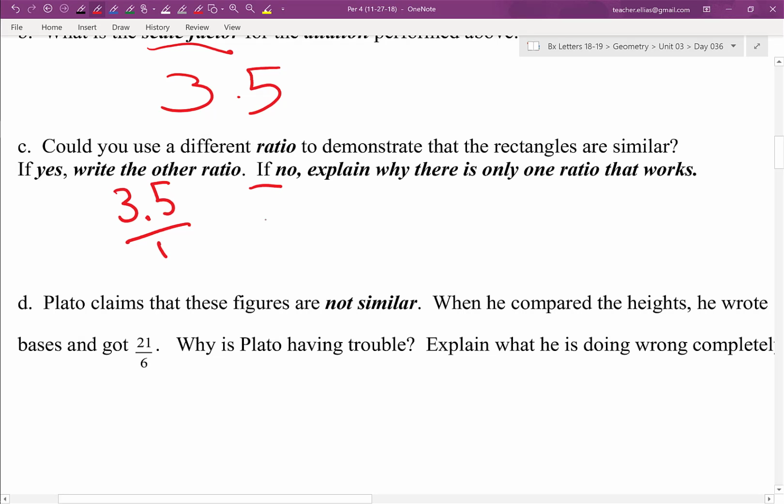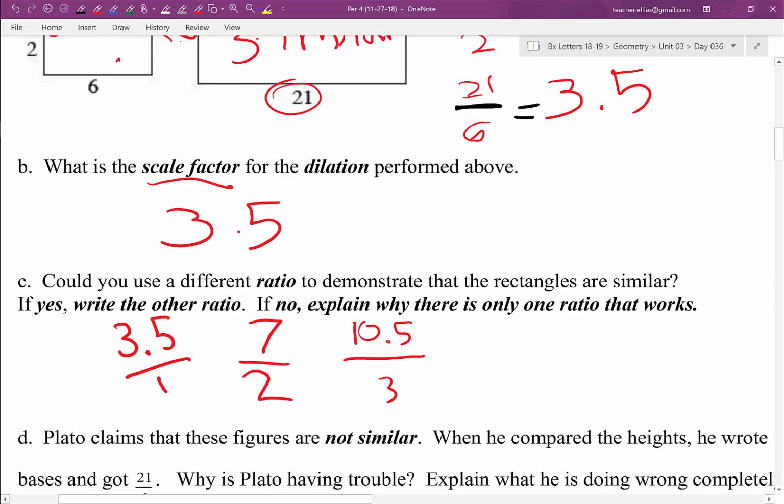What about 7 over 2? What about 10.5 over 3? Can I see that? You could keep going everywhere. Mistakes are fine, seriously. Okay, let's pretend it is right.